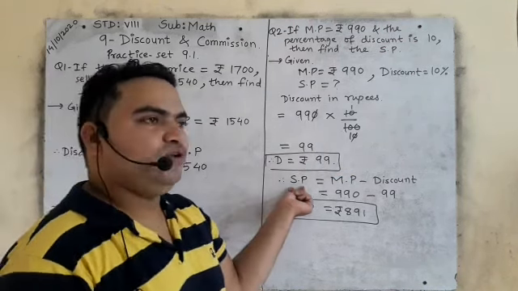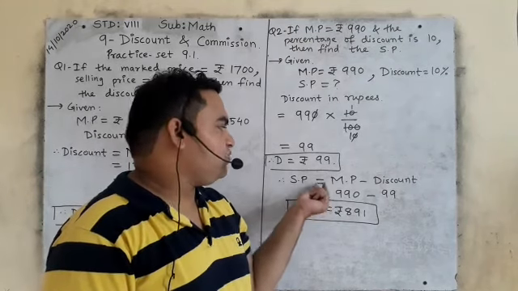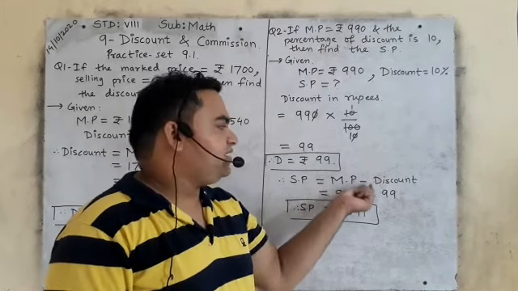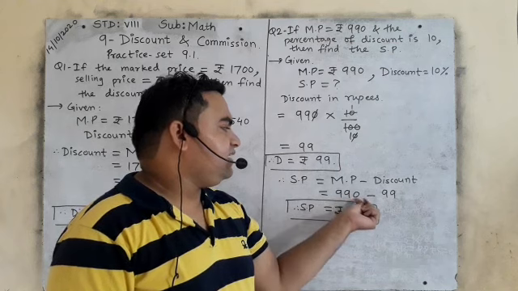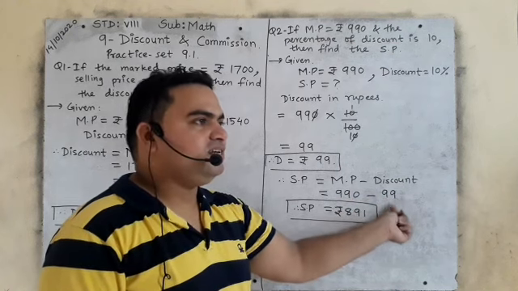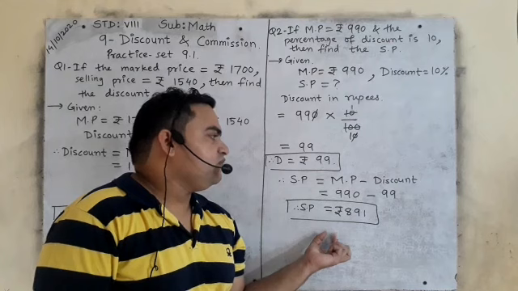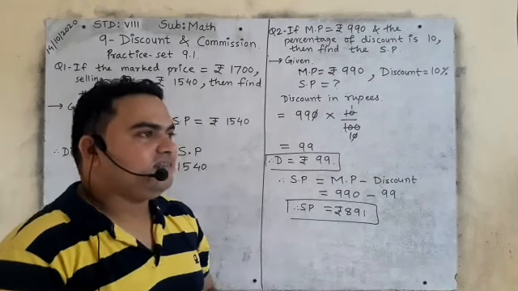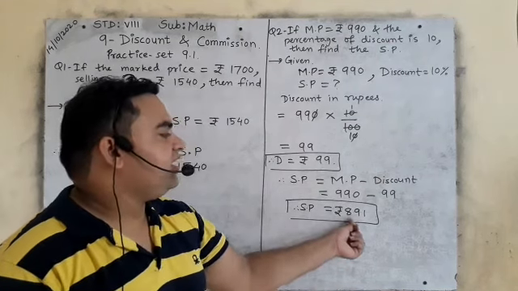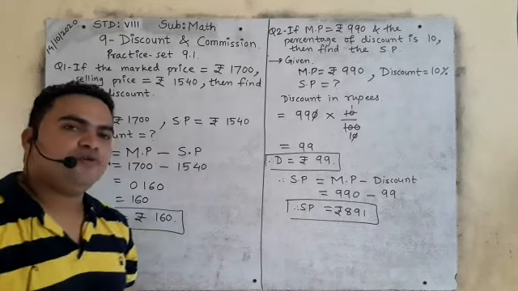So selling price, we know the formula. Selling price is equal to mark price minus discount. So 990 rupees minus 99 rupees will be your discount. So in how much rupees you will get that article, that thing? Rupees 891. I hope you understood.